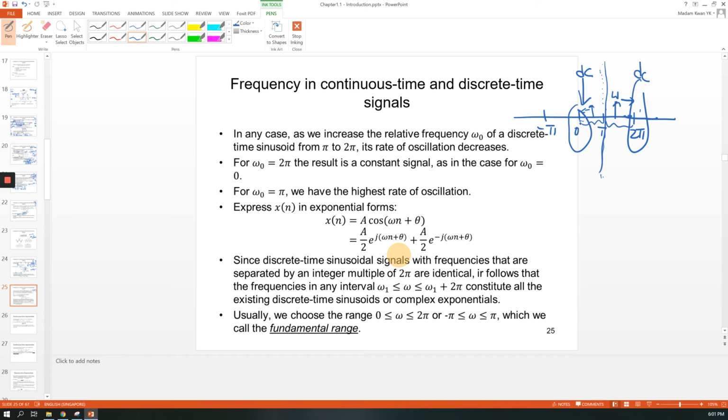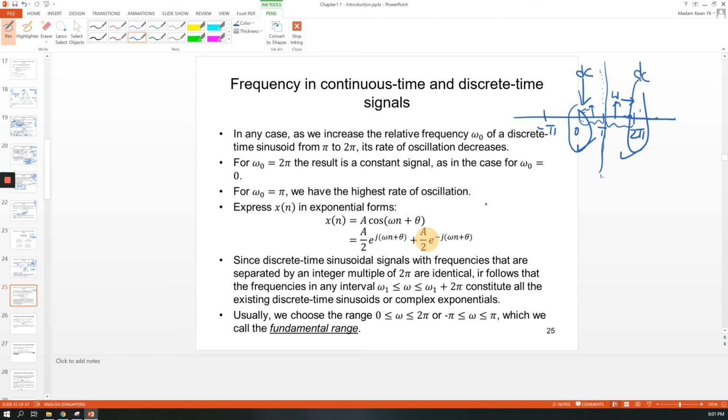For omega naught equals 2 pi, the result is a constant signal, as in the case for omega naught equals 0. So this one is understandable now. Express x[n] in exponential form.